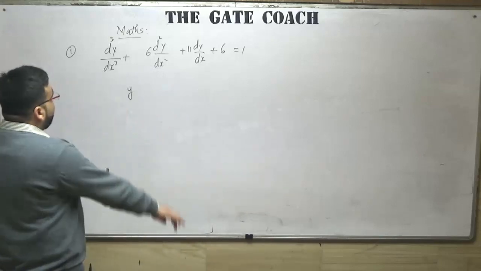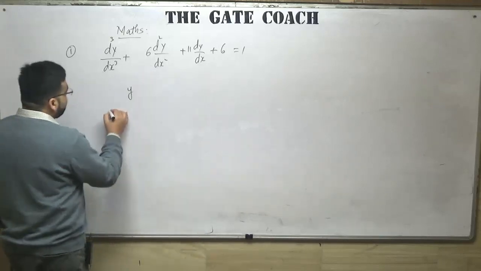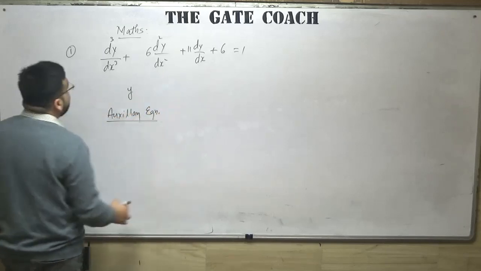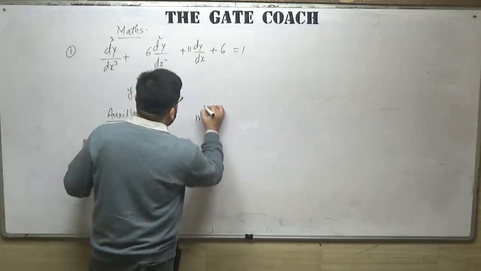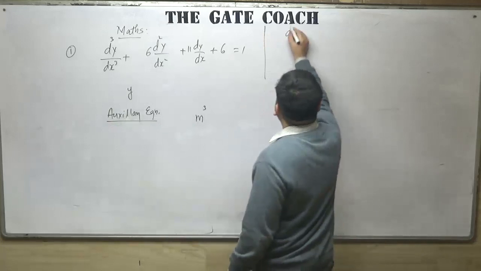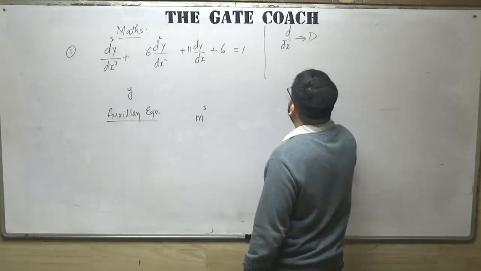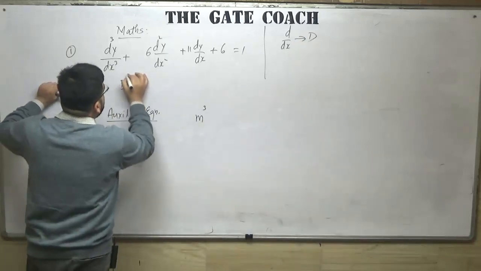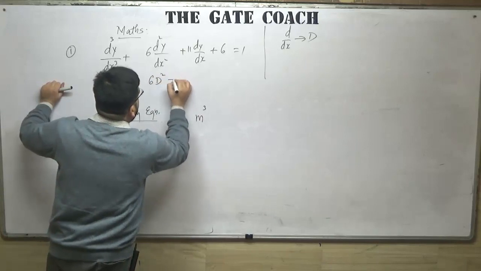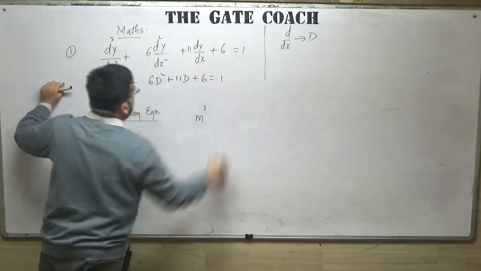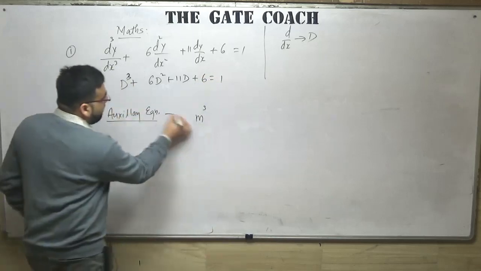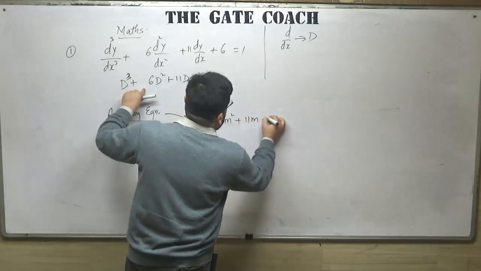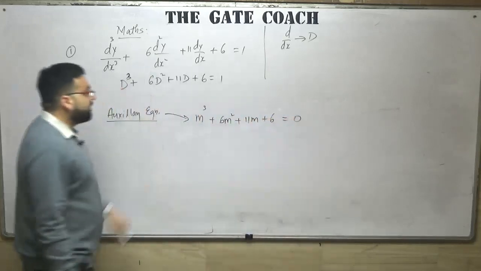So it is a higher order differential equation. Dear students, first of all, we can write down the auxiliary equation. What will be the auxiliary equation? We know that in higher order derivatives, d by dx can be written as capital D, so it becomes D cube plus 6D square plus 11D plus 6 equal to 1. The auxiliary equation in terms of m is m cube plus 6m square plus 11m plus 6 equal to 0.